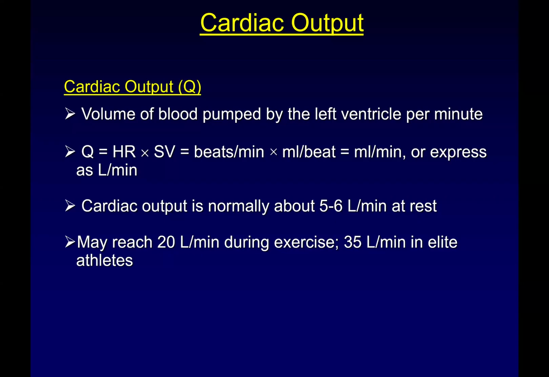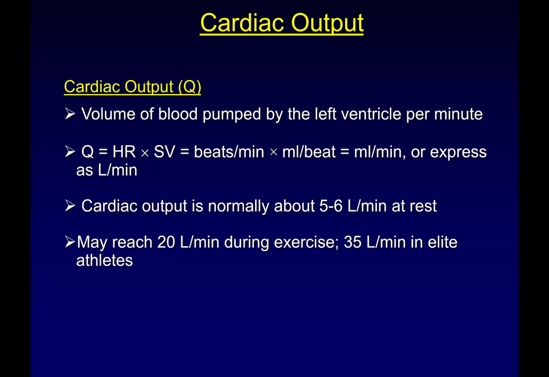So it's beats per minute multiplied by milliliters per beat. We do a little algebra, cancel out some units, and we get milliliters per minute, but it's usually high enough that we express it as liters per minute. Liters of blood that come from the left ventricle into the aorta in 1 minute. At rest, most of you are going to be somewhere between maybe 4 and 6 liters of blood per minute moved from the left ventricle into your aorta.